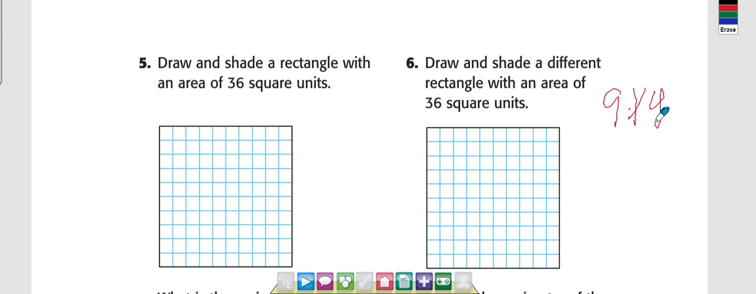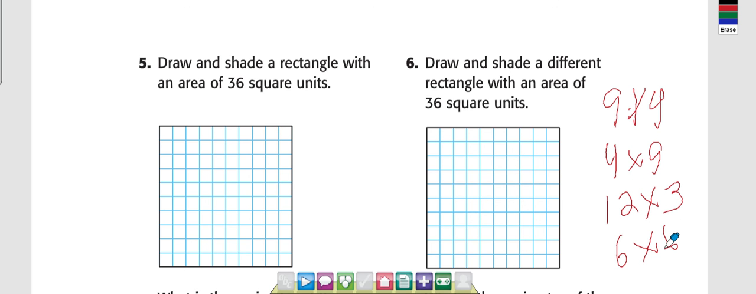What else? 4, 9. Anything else? Now one more. 12 times 3. How about 6 times 6? Okay, so those are the ones that I could use to make my shapes.